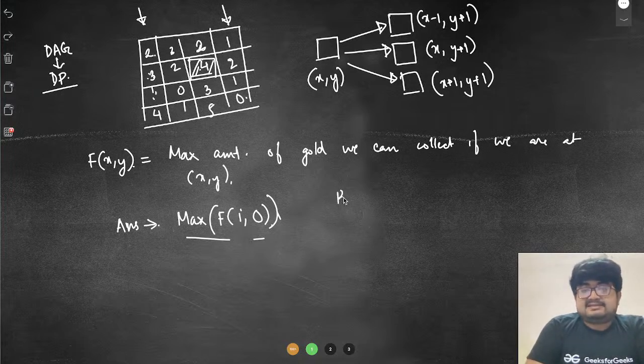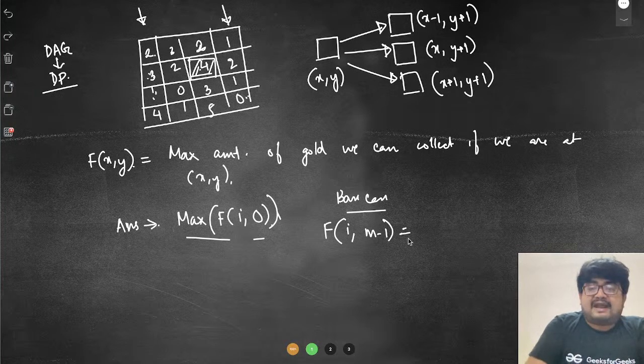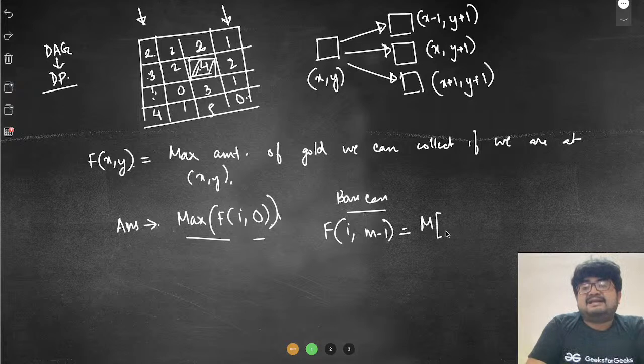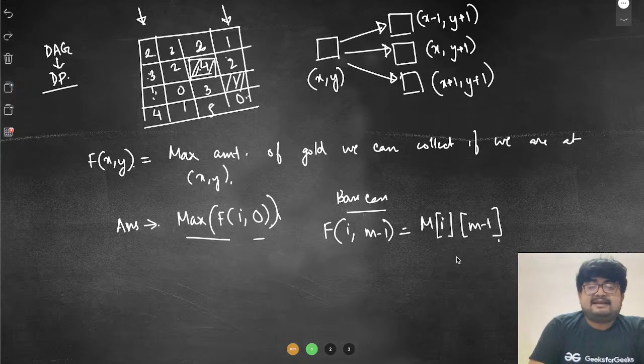What is the base case? Where do you end? You end in the last column. So the base case will be f of i comma m minus 1. If you are at any cell i comma m minus 1, that is in the last column, the amount of gold you can collect is the same as the cell you are standing at, so it is the matrix value at i comma m minus 1. If you are standing at this 1, the amount of value you can collect from here is just 1, because you cannot move anymore. So this is the base case.